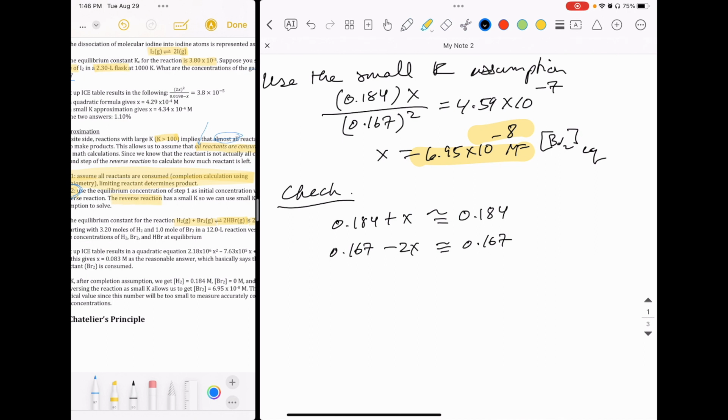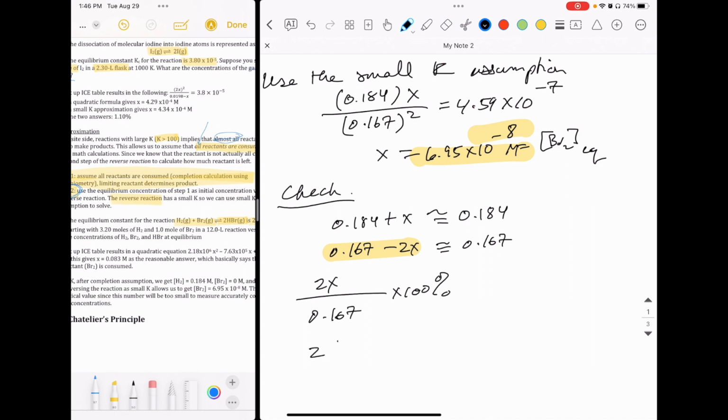Do you need to do both of them? The answer is no. Check the one that is smaller, right? So which number is smaller compared to x? Well, it's going to be this one right here. It's 0.167 compared to the 2x. If that satisfies our requirement of 5% error, then we should be able to assume that the other one also satisfies our requirements. To check, we just take the assumption, which is the 2x, divided by the 0.167 and then multiply by 100%. And we just want to see if that is actually less than 5%.